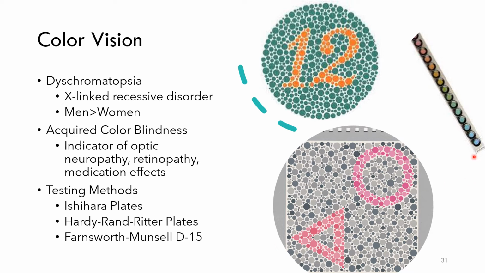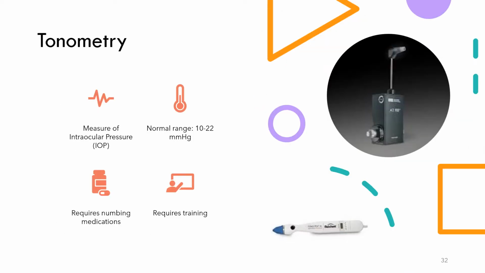And another test is the Farnsworth-Munsell D15, which has patients grade colors by their shade in a row and is also useful in acquired color deficiencies.